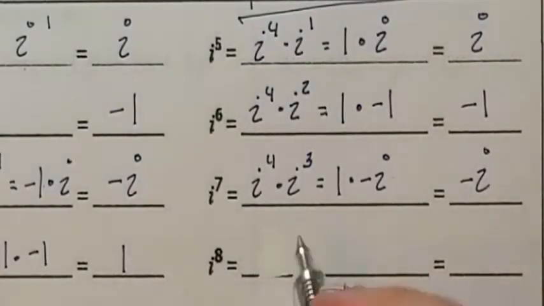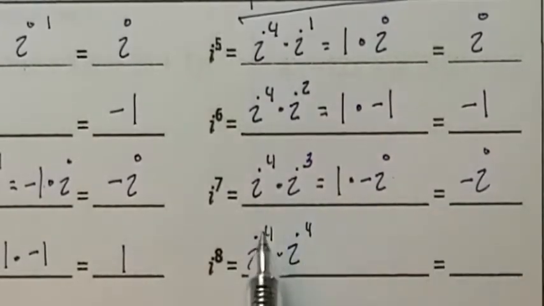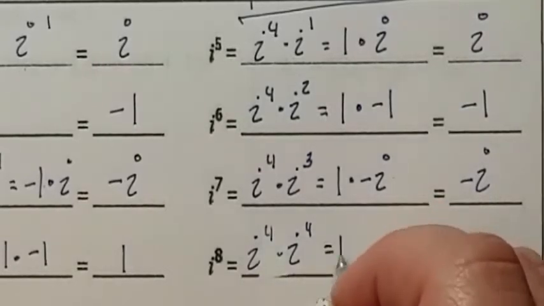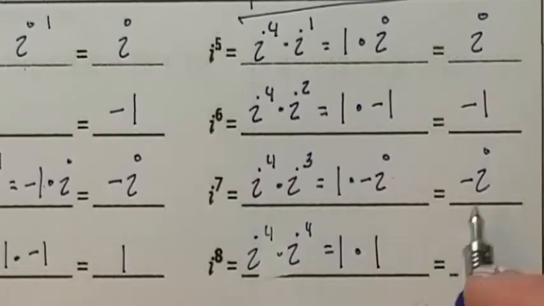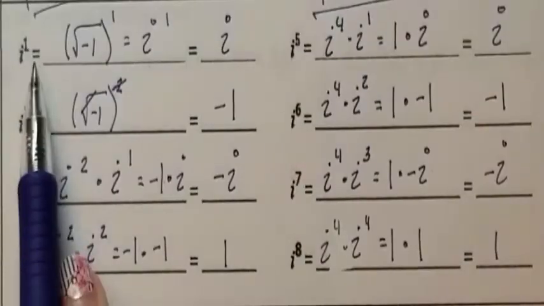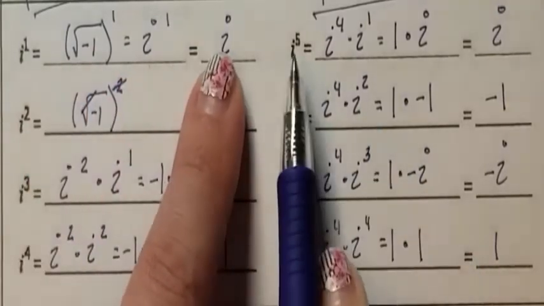Last one, i to the eighth. I know I can rewrite i to the eighth as i to the fourth times i to the fourth, because 4 plus 4 is 8. What is i to the fourth? That's 1. What is the other i to the fourth? That's 1. What's 1 times 1? That is 1.